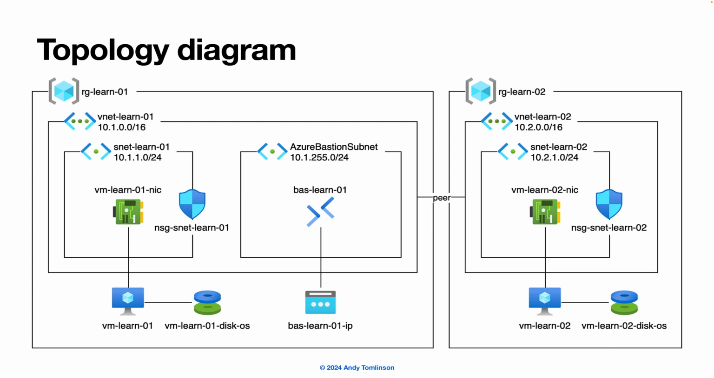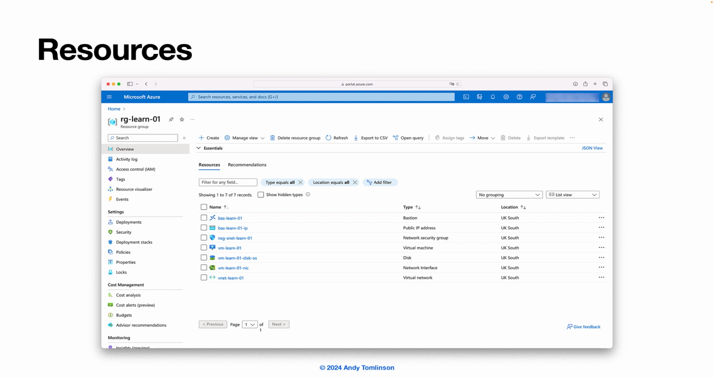We now also have a second resource group, a second virtual network with one subnet, and we've recreated the second virtual machine attached to the second virtual network. And finally, we've paired the two virtual networks together. And now let's see what this looks like in the Azure portal once everything's been deployed.